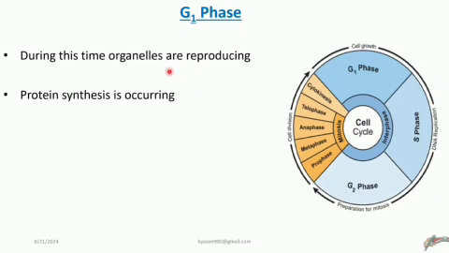So organelle duplication occurs in G1, but also protein synthesis. We need proteins, for example enzymes. You all know that enzymes are proteins, so we need enzymes produced during protein synthesis that are going to later help in the S phase. Remember, S means synthesis. Synthesis of what? Synthesis of new DNA. Without enzymes like DNA ligase and DNA helicase, we can't have any new DNA being formed during this phase.